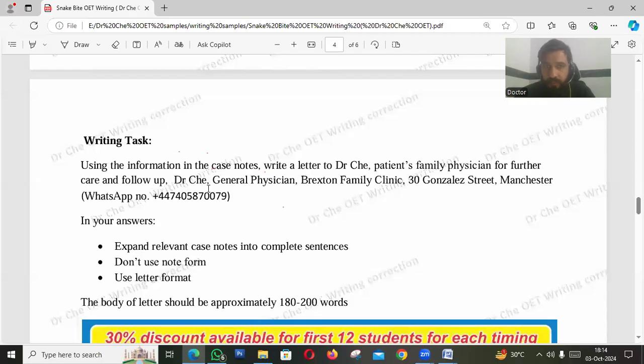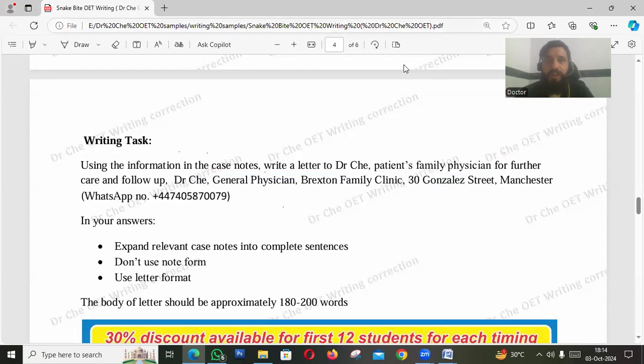Here, details of the family physician are given. This is Dr. Che, general physician, Braxton Family Clinic. This is the address and this is the name of the city.